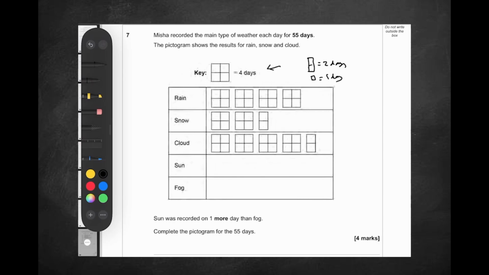So let's count up how many we've got for rain. So that's going to be 4, 8, 12, 16 days of rain, 4, 8, 10 days of snow, 4, 8, 12, 16, 18 days of cloud, and then sun was recorded on 1 more day than fog. So what I'm going to do is write fog plus 1 and fog as these two amounts. So what have we got in total up here? We've got 16 plus 10 plus 18, which is 44.